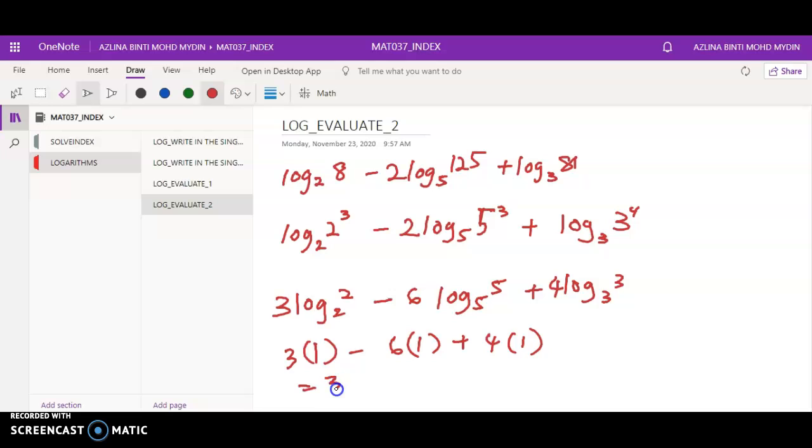So the answer will be 3 minus 6 plus 4. 3 minus 6 is negative 3, plus 4 is positive 1. So you can see how to evaluate them. I'm able to calculate the value of the given log by changing all the bases to be the same so that I can solve them.